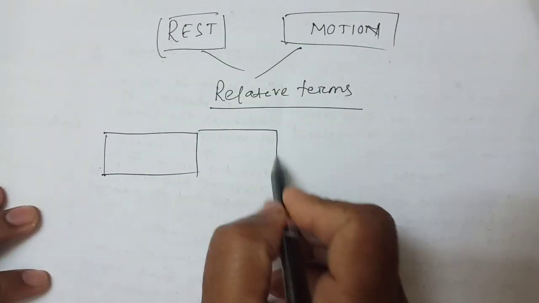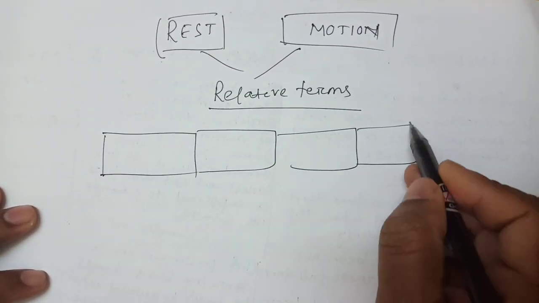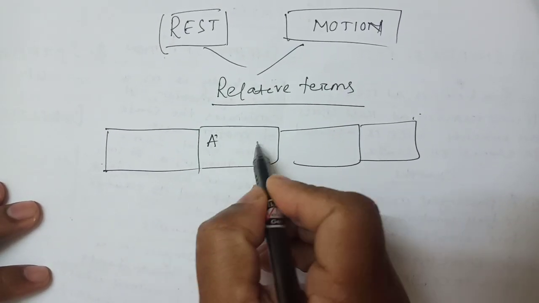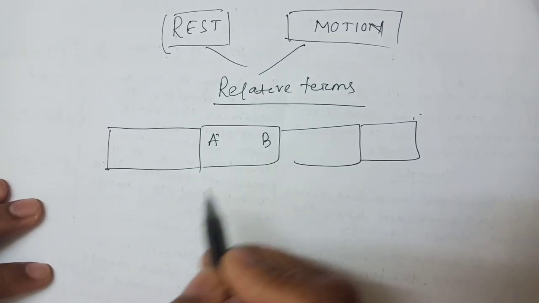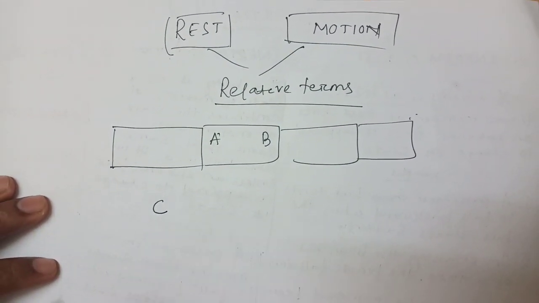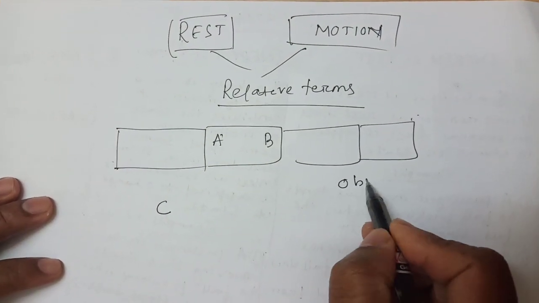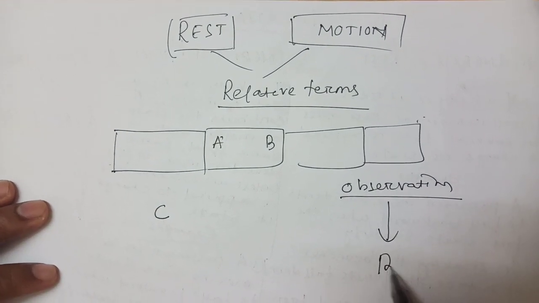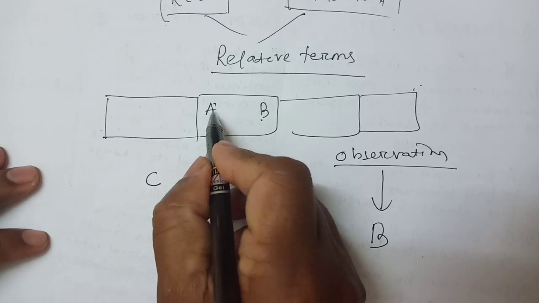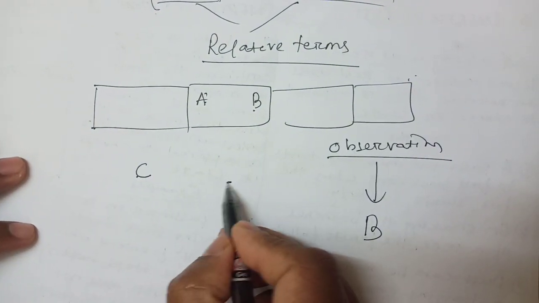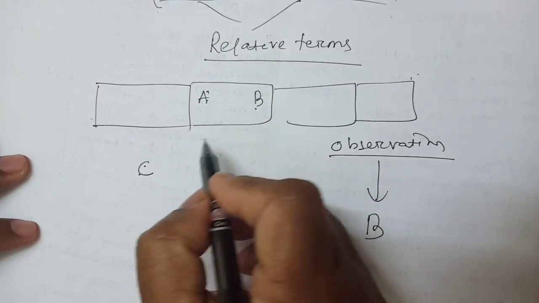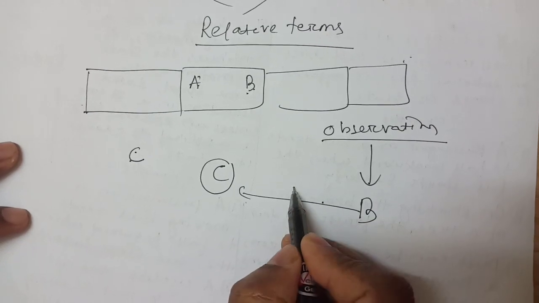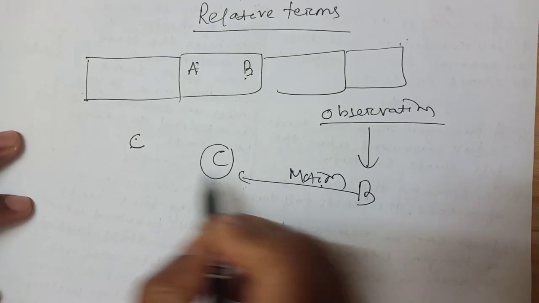Suppose these are compartments of a train. Two men, A and B, are sitting inside the train, and another man, C, is standing outside the train. Now come to the observations. Consider the observation of B by A and by C. When C looks at B, B is moving with the velocity of the train. So B is in motion with respect to C.